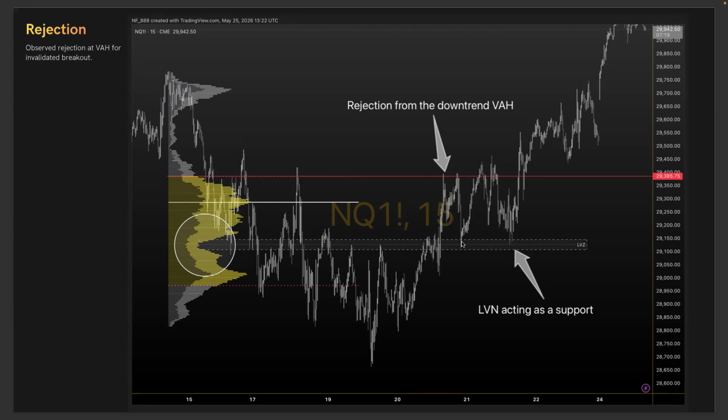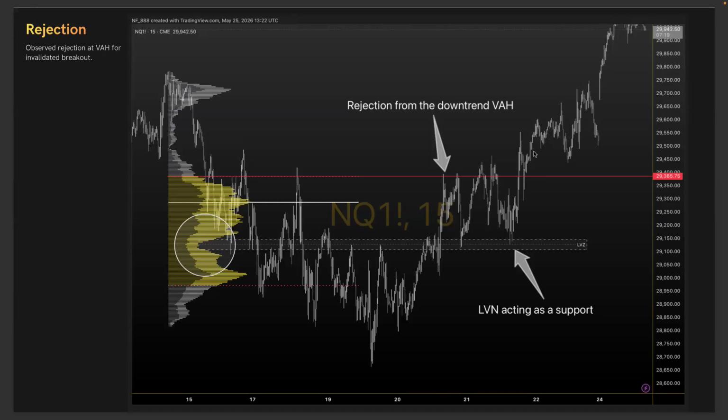We rejected, came down, filled the low volume zone here, once and then twice, and then we finally broke out from the value area high and continued higher. This is a very nice example where you can see that the value area high can be a zone. It's not a level, although it says it's here 29,385.75, right? But it will be a zone. It's not a level. It's a zone.